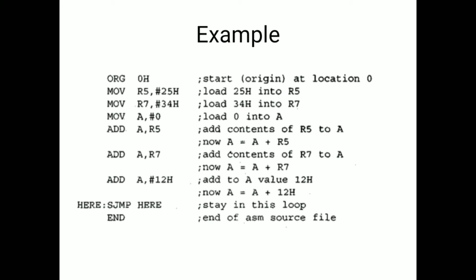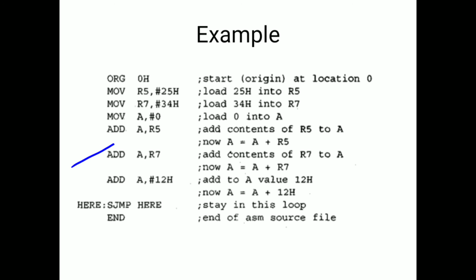Next we are moving 0 data into the A register. Then we are adding R5 and A. In R5 we have 25, and in A we have 0. When these are added, 25 plus 0 will be 25. Where will the total result be stored? It will be stored in the accumulator. All the results of arithmetic instructions are stored in the accumulator. Now the accumulator will have 25.